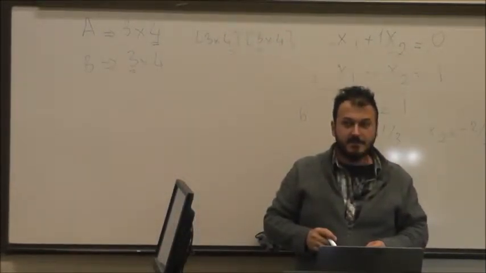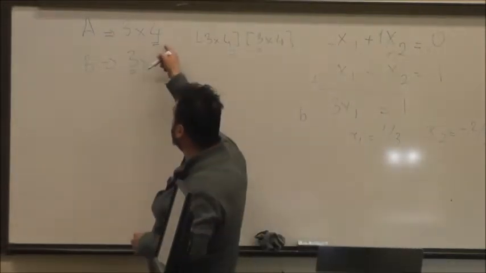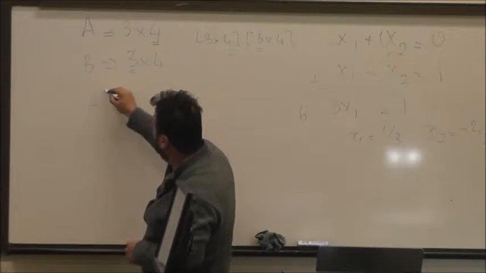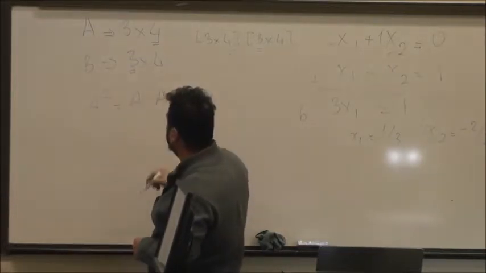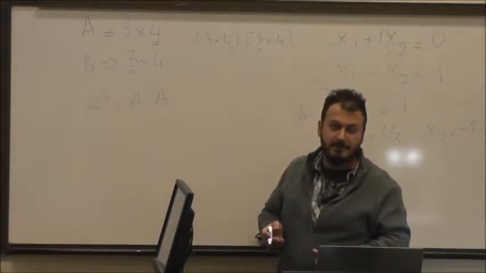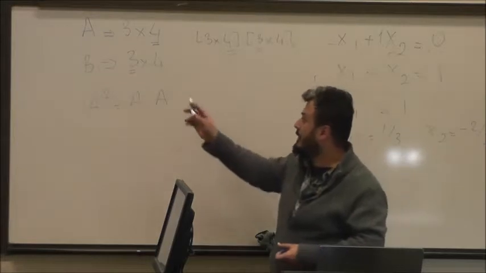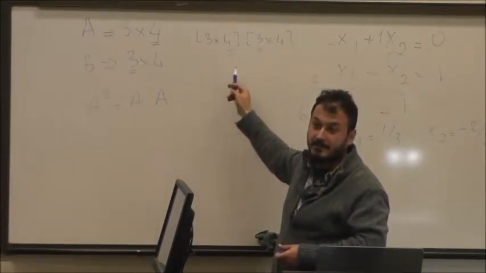What about A squared? A is 3 by 4. Okay. What about A squared, which means A multiply A. So again, we cannot do that operation because what? The inner dimensions are not the same. They should be the same.